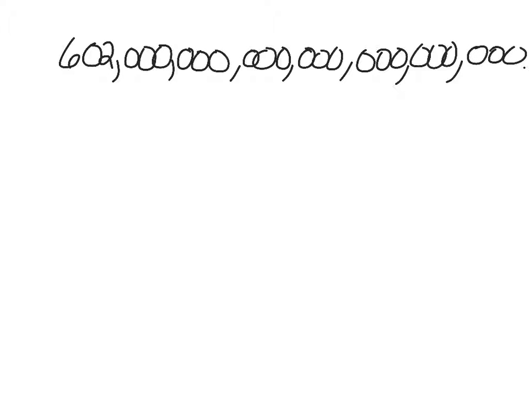We like scientific notation because we don't have to write that number each time we do work in it. We can write 6.02 times 10 to the 23.